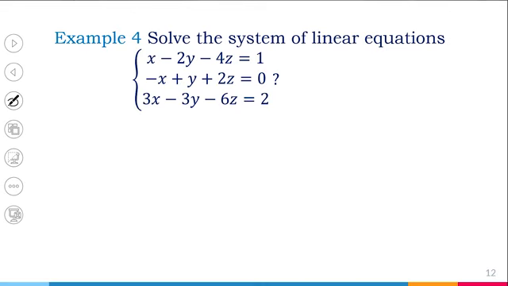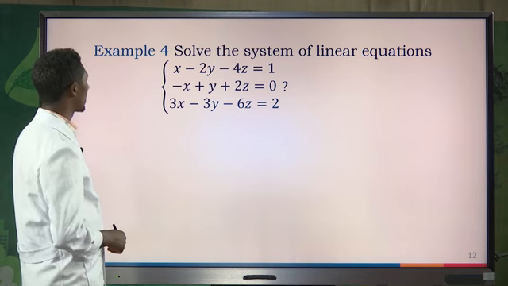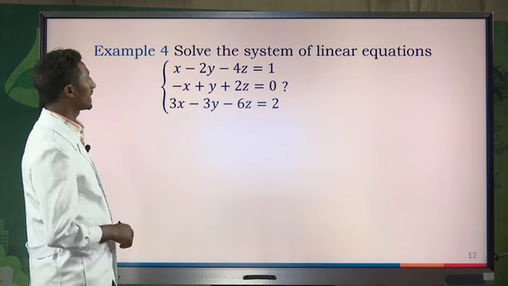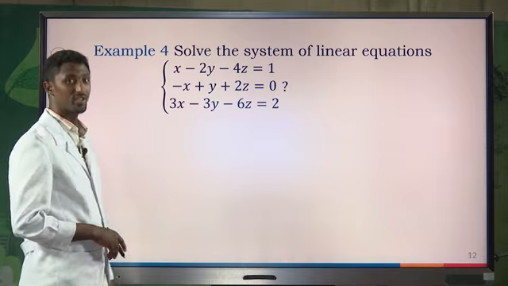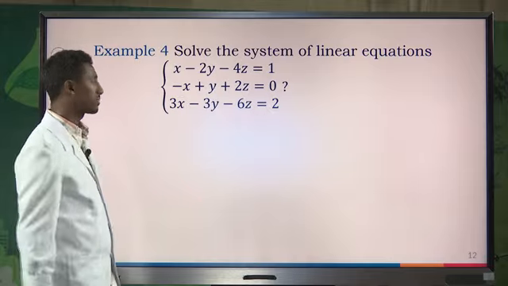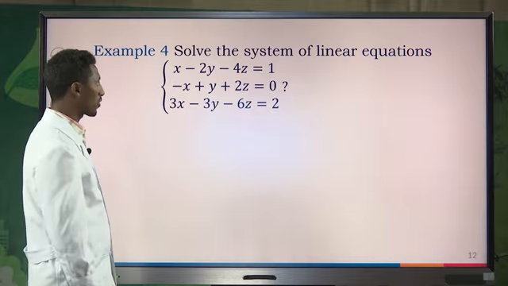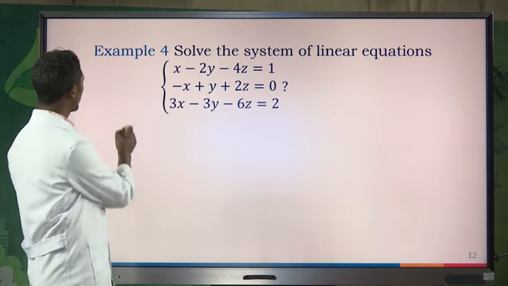Example 4: solve this system of linear equations. The procedure, the way, is the same, but the final answer may be different from the examples that we have seen on the above slides. So similarly, let's put the augmented matrix and we'll reduce that augmented matrix into echelon form by applying row operations.